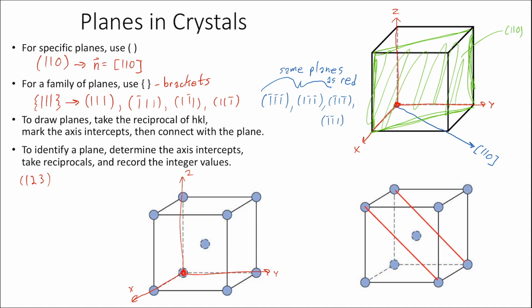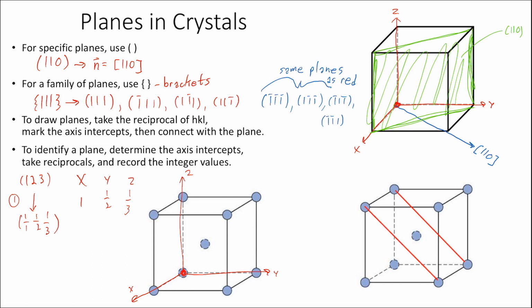The first step is to take the inverse of all of the indices. So step 1: 1 over 1, 1 over 2, and 1 over 3. What this means is that the plane crosses the x-axis at 1, the plane crosses the y-axis at 1/2, and the plane crosses the z-axis at 1/3. You can use this method pretty easily, and I'll show you some more complicated planes later on, and we'll go through solving those.